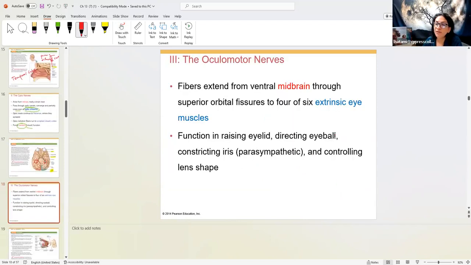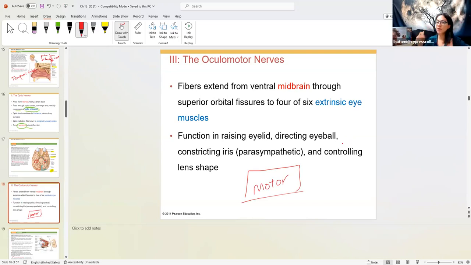Okay. Then we have the oculomotor nerve. Please make sure you know the oculomotor nerve is a motor nerve, or it has only motor function, because the fibers come from the midbrain, the superior part of our brainstem, and then it sends all of the signals to the skeletal muscle around the eye.